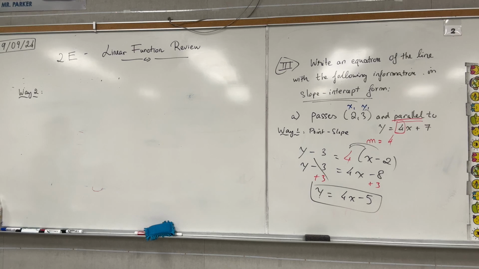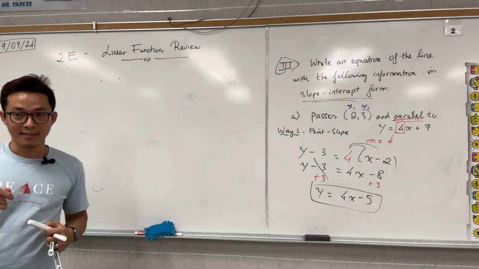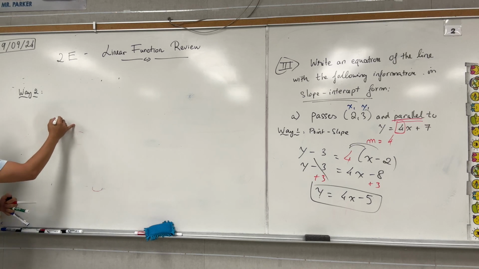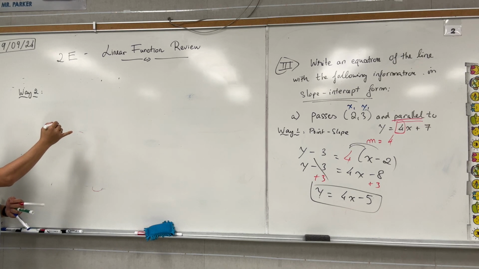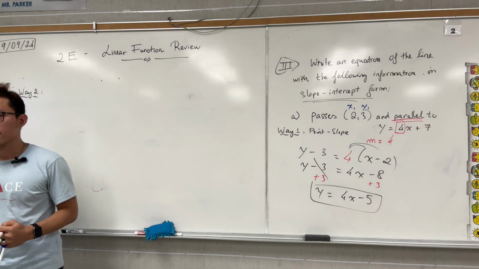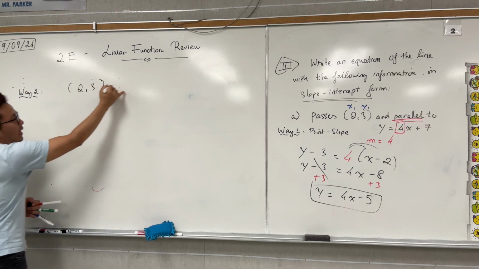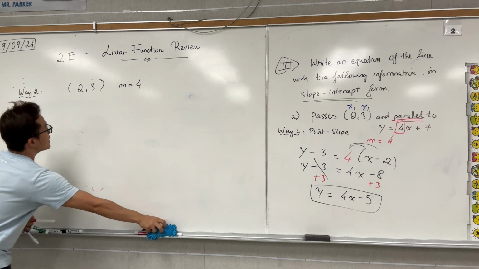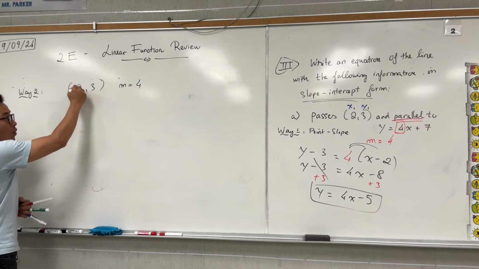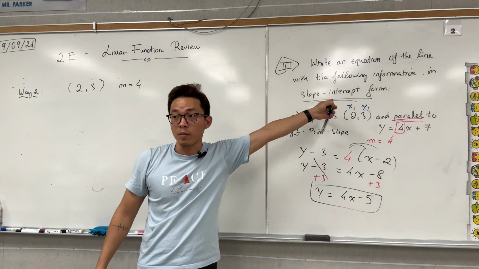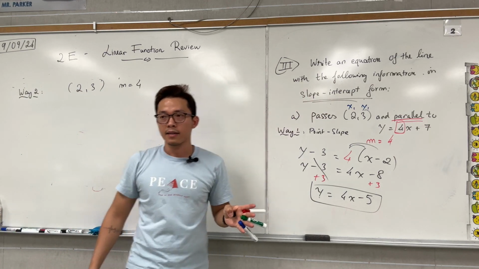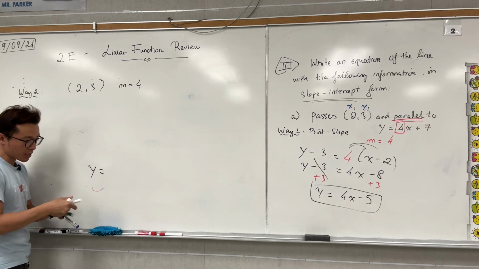Okay, Donovan. Kind of, you're getting close. Just tell me what to do. So you have the point 2, 3, and you have the slope m equals 4. So what are you going to do? The goal is we want the slope-intercept form. What does the slope-intercept form look like? y equals mx plus b. Keep that in mind.